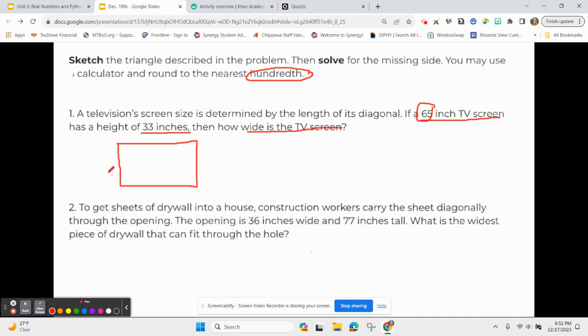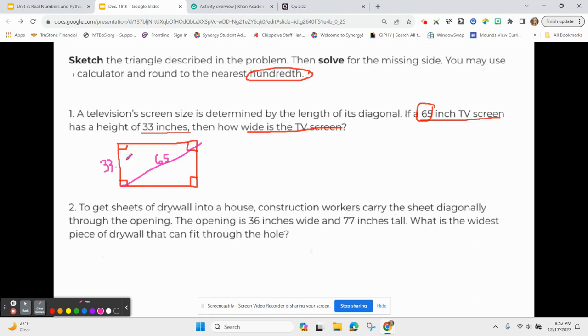Now we do know in every rectangle, we have 4 90-degree angles. So you can go ahead and put them in. And here's what I know. Either diagonal, doesn't matter which one, but I'm going to mark one diagonal, has a 65-inch length. Now it also has that the height, and I'm going to say the up-down part is the height, is 33 inches. Technically, the height or the width doesn't matter.